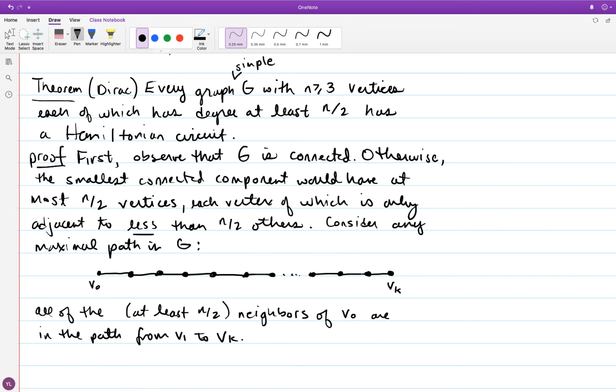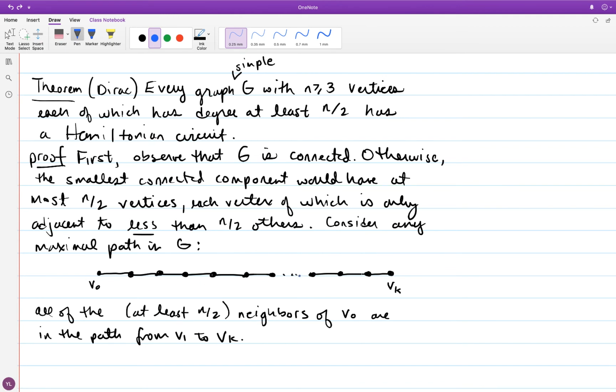Okay, why is that? Well, think about it for a second. If V naught was connected to another vertex that wasn't already in the path, we could elongate the path, right? Just by starting with that neighbor and then continuing on. And that would contradict the fact that this path was supposed to be maximal. So V naught's neighbors must all be included in this path that I'm considering.